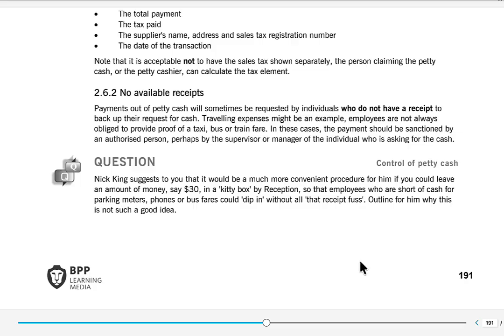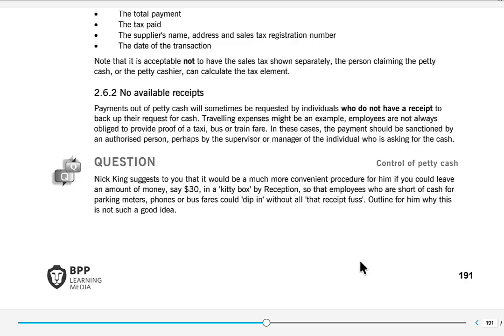Why this lesson matters in real businesses. Students, this lesson is not just theory. This is a real control method used in offices. Because petty cash is very easy to misuse. It is small money, but it is cash. And cash can disappear easily. So the business must be strict when receipts are missing. That is why lesson 2.6.2 exists.